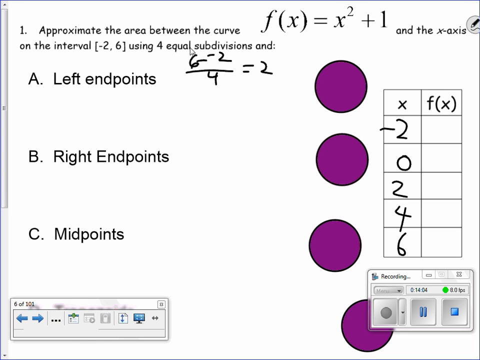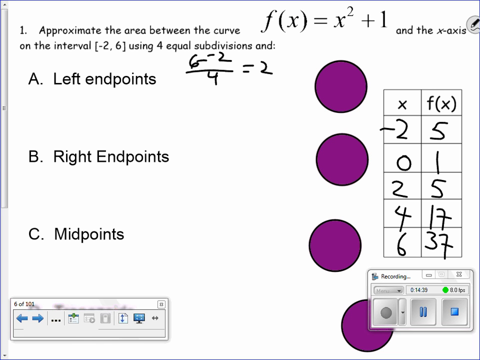We're just going to square the x value and add 1. So when x is -2, what's y? And when x is 0, and 2, and 4. All right. Now, for left and right, that's all the information you need. You don't have to see the graph. Right? So let's just go ahead. If you're with the rectangles, if they all have the same width, which they do, what do you write down first?